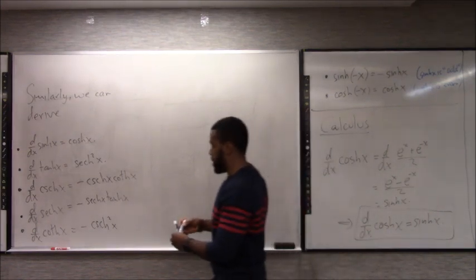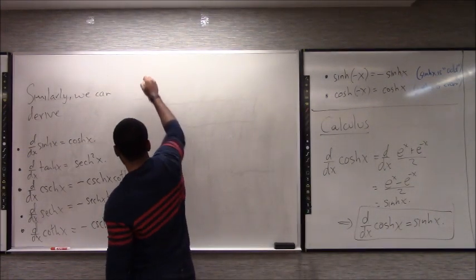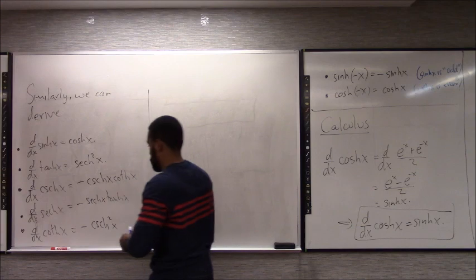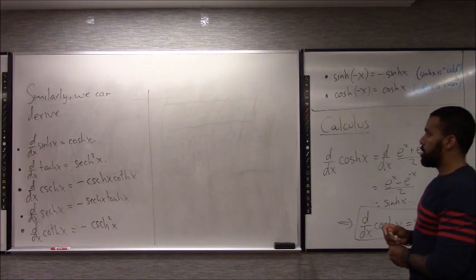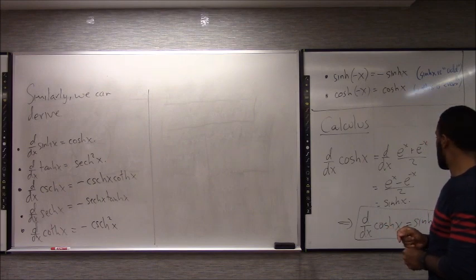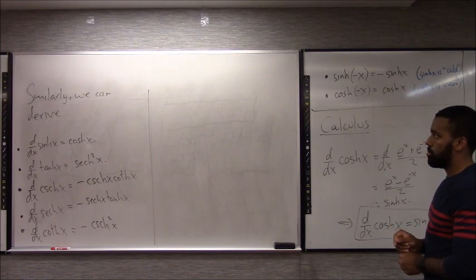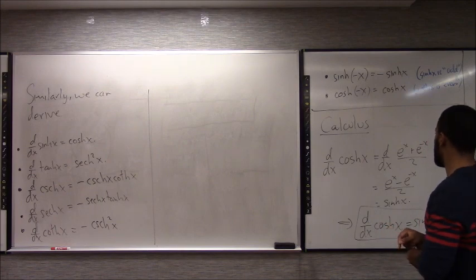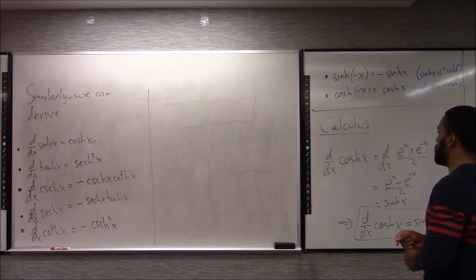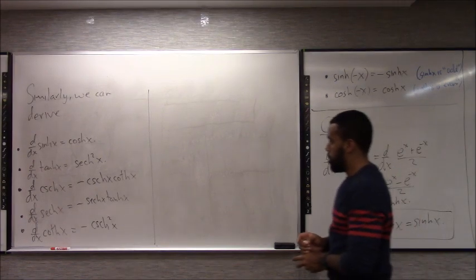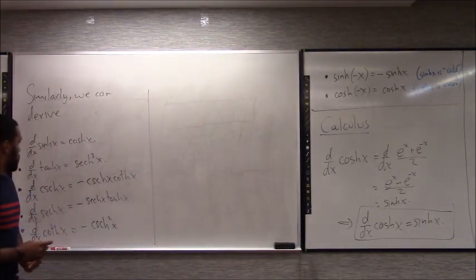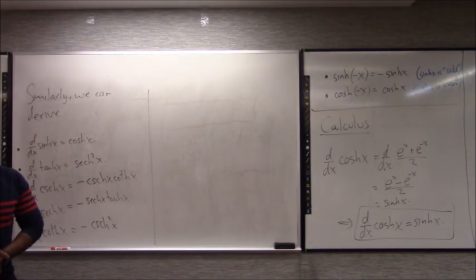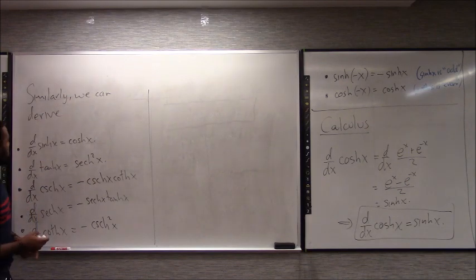Let's talk about, so I looked at the definitions. They measured the coordinates on the hyperbola. We looked at the graphs, the identities. We looked at how to differentiate them. Maybe we want to look at the inverses.